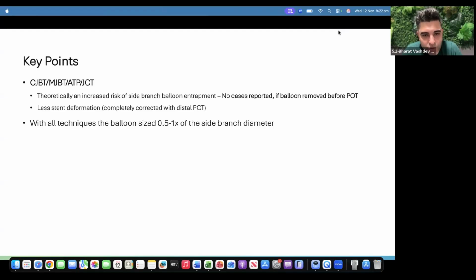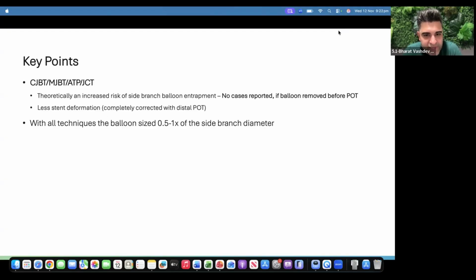You need to try and get as close as you can in terms of sizing. And then, of course, some people do use these techniques and do a distal optimization with the jailed balloon still in. I tend not to do that. I'm always quite concerned about leaving the jailed equipment when you're post-dilating, just in case you entrap it. So I tend to remove it and then do a POT.